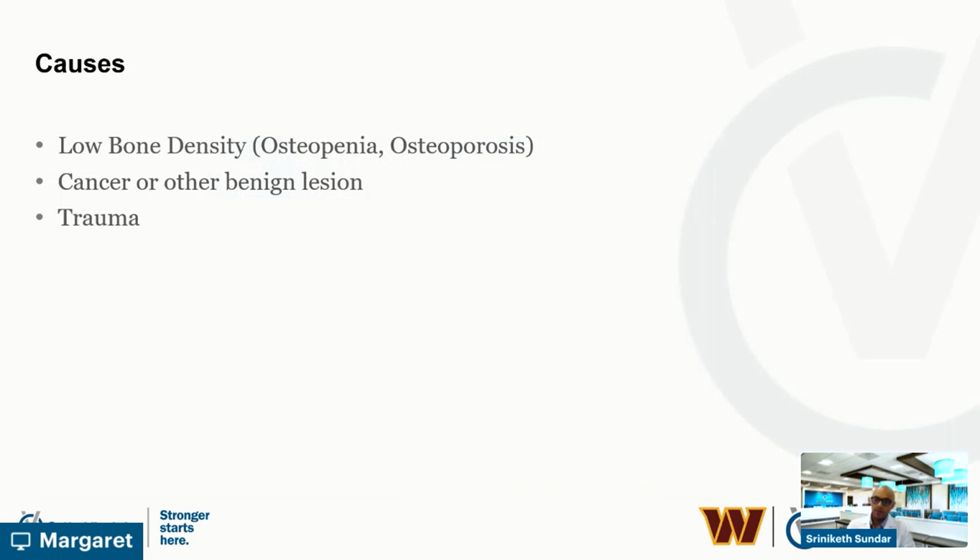At least in my patient population, the most common cause that we see is due to low bone density. And low bone density can be defined as osteopenia or osteoporosis. We'll get into more of that in just a minute. Unfortunately, sometimes cancer, either cancer of the spine or because cancer has spread to the spine, can also weaken the bone and can cause this fracture to occur.